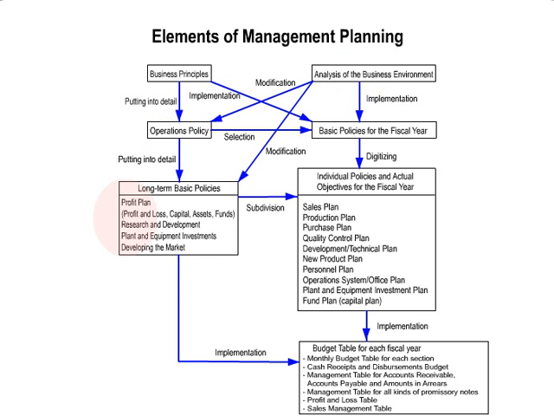4. Long-term basic policies. 5. Fiscal year basic policies, the major items are documented. 6. Individual policies and concrete objectives for the fiscal year, documented in words and numbers. Things like organizational charts are more understandable if expressed in graphs and tables.